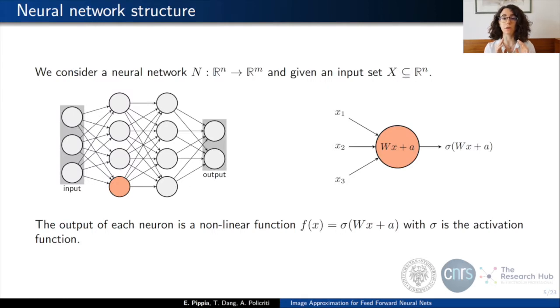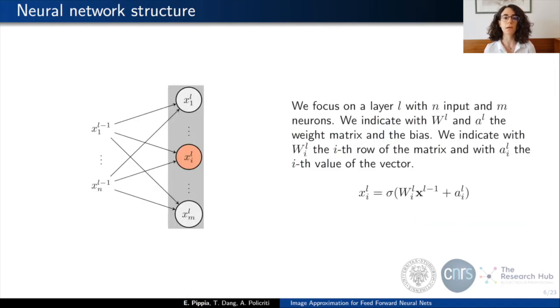So let's start with a feed-forward neural network structure. We have an input, an output, an input set X, and then if we look at a single neuron, we have an affine function, so the weight matrix plus the bias, and then a nonlinear function that is the activation function. So in general, we have the output for each neuron that is described by a nonlinear function f of x. So if we focus on a layer L, we can say that the nonlinearity links the values at the previous layer with the values at the current layer.